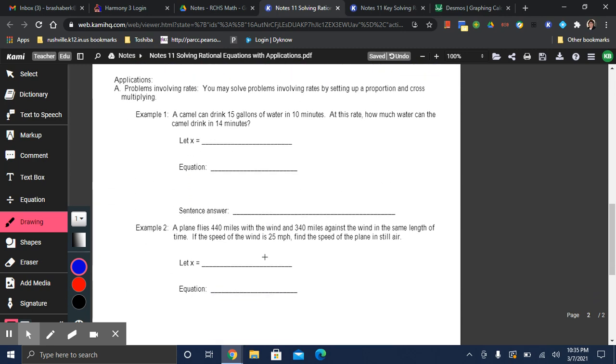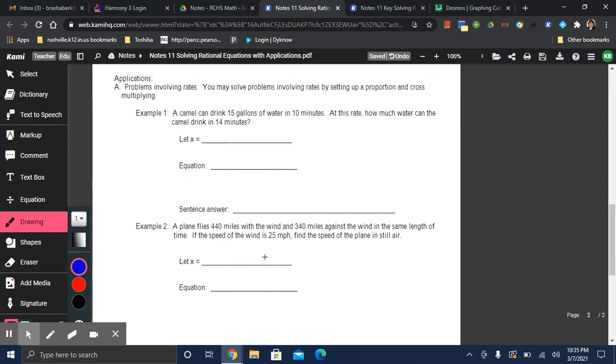Okay, we'll move on and look at problems that are applications. We have 2 types that we're going to take a look at. The first is those that involve rates. You can set up rates using a proportion, which is just a fraction, an equal sign, and a fraction, and then you can cross multiply.